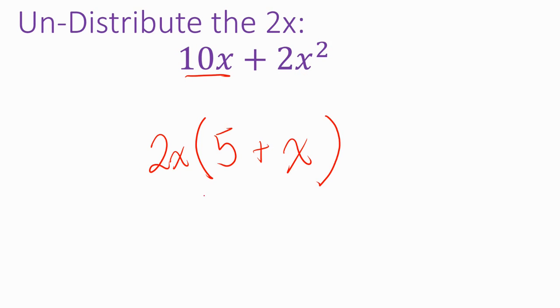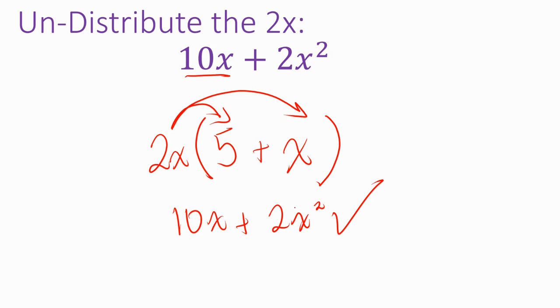And then here's how we could double check to make sure that we undistributed correctly. We could multiply it back out. Well, 2x times 5 is indeed 10x, and 2x times x is indeed 2x squared. So yes, we undistributed correctly. So we pulled the number out and we have the right number inside the parentheses.